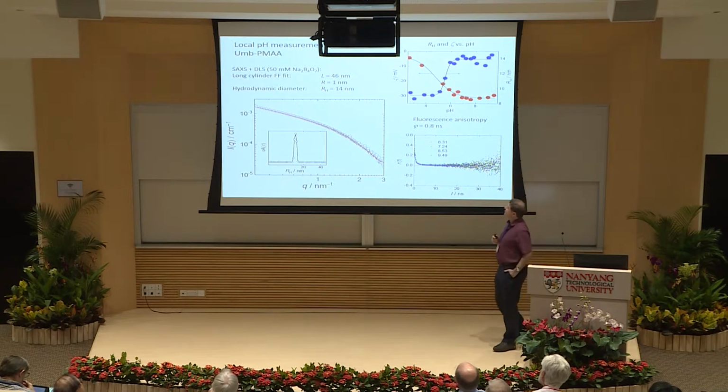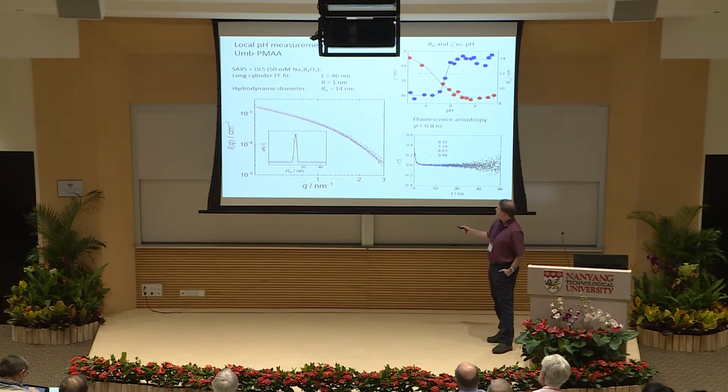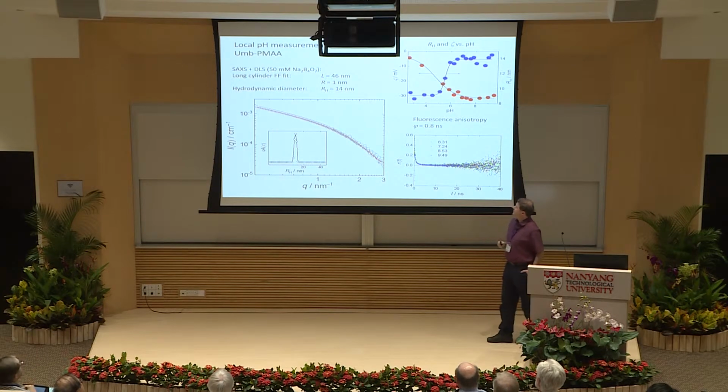As regards the local pH measurement, firstly, we characterized our umbelliferone-labeled polymethacrylic acid a little by various techniques. This is the small angle X-ray scattering curve. It can be nicely fitted with the long cylinder form factor, which provides these parameters, length and radius, which are in good accordance with the hydrodynamic radius from dynamic light scattering.